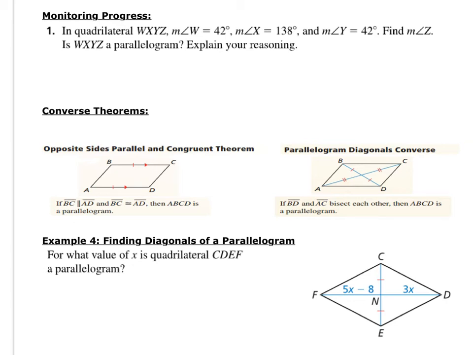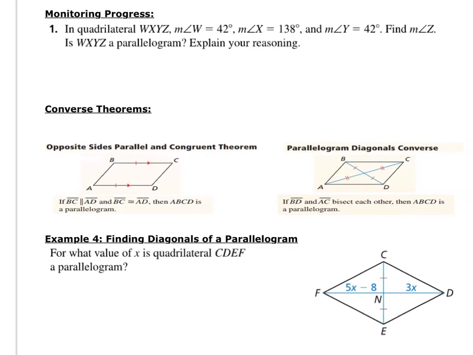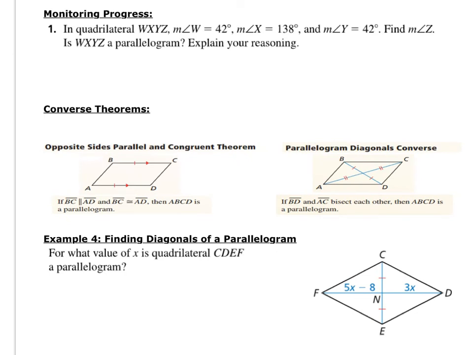Alright, so let's do this first one together here, the monitoring progress. They tell us that we have this quadrilateral, and what does quadrilateral mean? It means the object has 4 sides. That's all we know about it. We don't know anything else. We don't know if it's a parallelogram or anything. But they give us the points: it's WXYZ. They give us the angle measures for angle W, angle X, and angle Y, and they want us to find what angle Z equals. They want to know, is WXYZ a parallelogram? They want us to explain the reason.